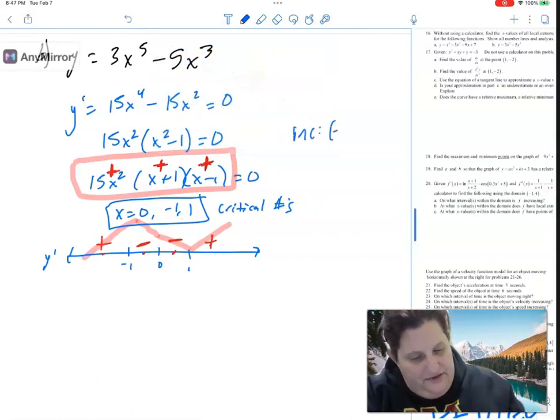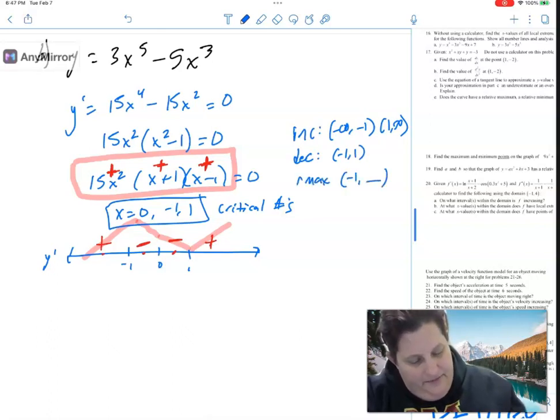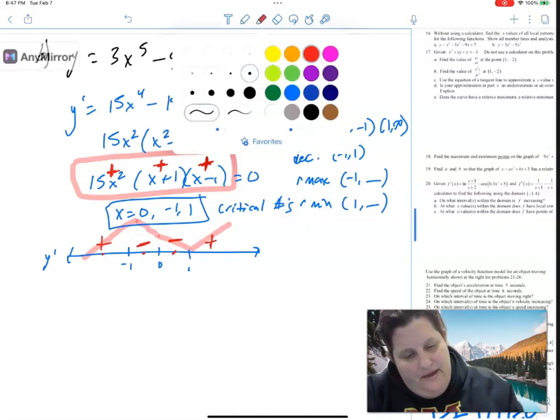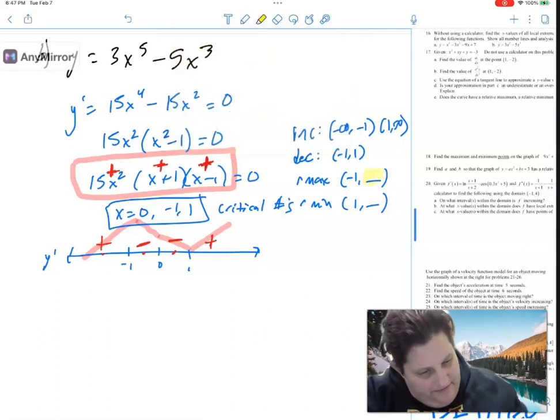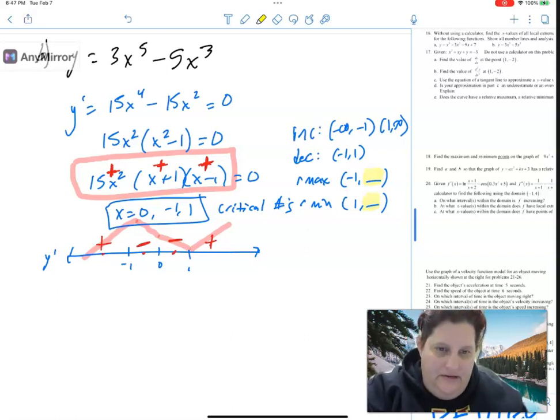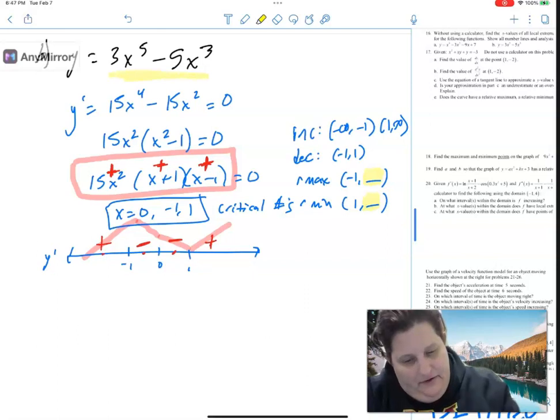It's increasing from negative infinity to negative 1, and 1 to infinity. It's decreasing from negative 1 to 1. I have a relative max at negative 1 something and a relative min at 1 something. Okay? If I want to find these y coordinates, like if it asks me for what point it has a relative max, I need to get the x and the y coordinates. So I come back up into here and I figure it out.